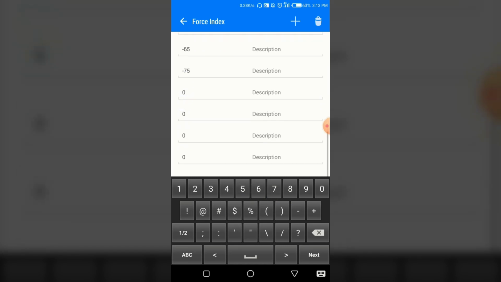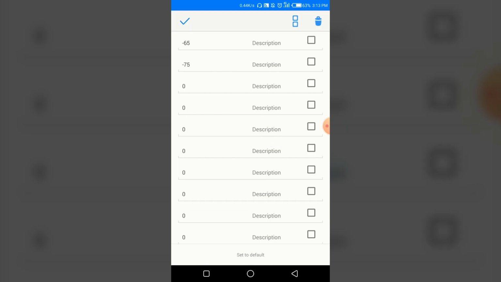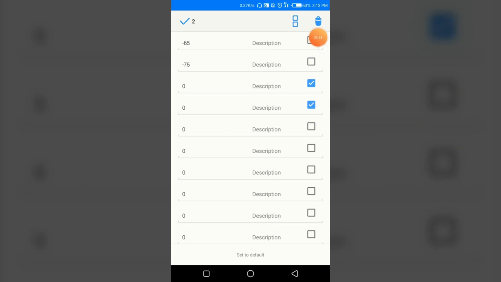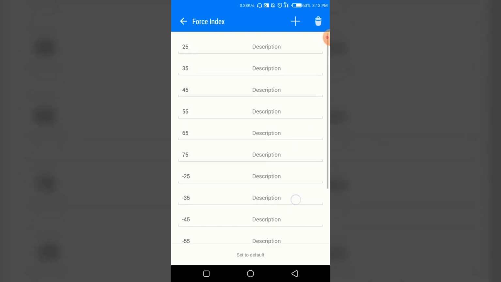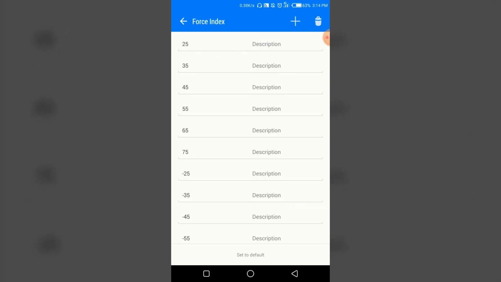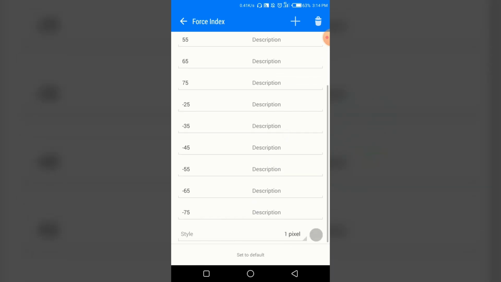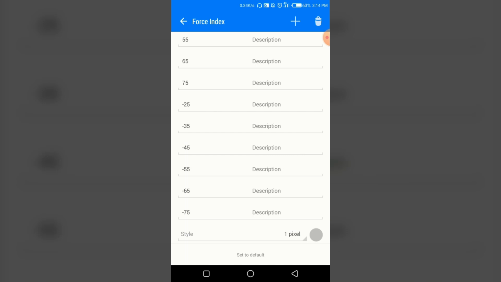I think we have added a lot of description levels here, so I'm going to delete them. Okay, done. We have set the levels 25 to 75 in the positive direction and negative 25 to negative 75 in the negative direction. Then click the style for one pixel only. It should be thin, in color as you wish.